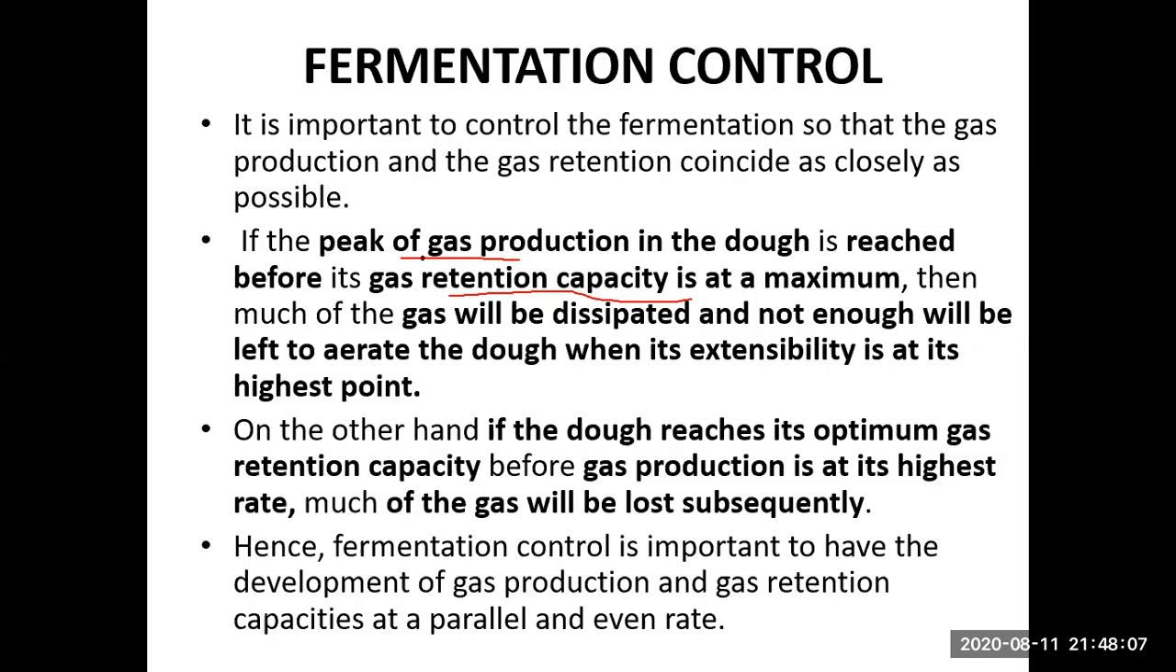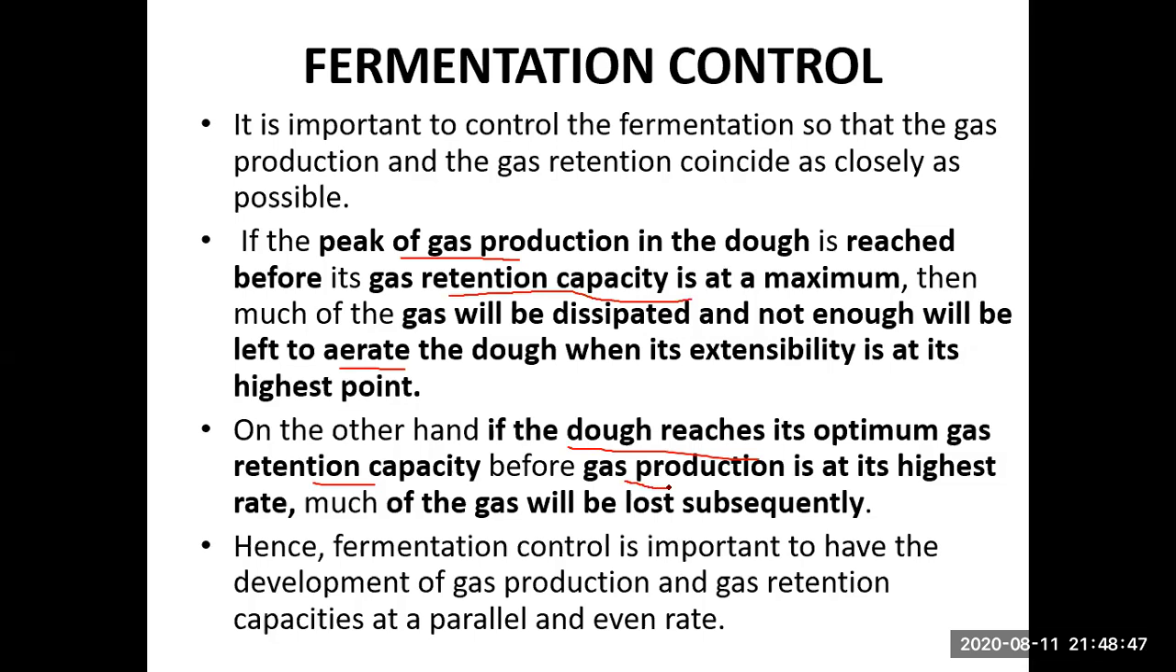For example, if your gluten network is not properly formed, but your gas is produced in high strength, what happens then? Your gas cannot be carried by the gluten, so it will be lost, and your dough will not be raised at that time. On the other hand, if the dough reaches its optimum gas retention capacity, that means your gluten forms properly but your gas is not produced, then what happens? Again, gas will be lost.